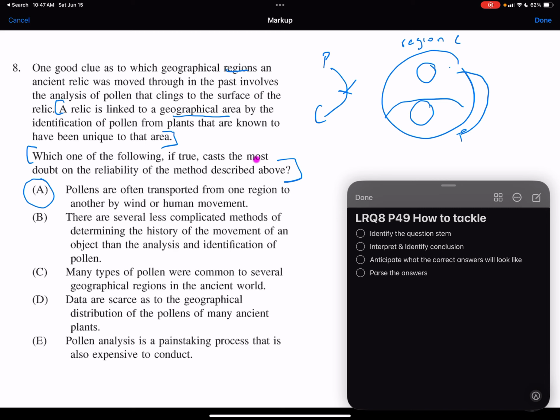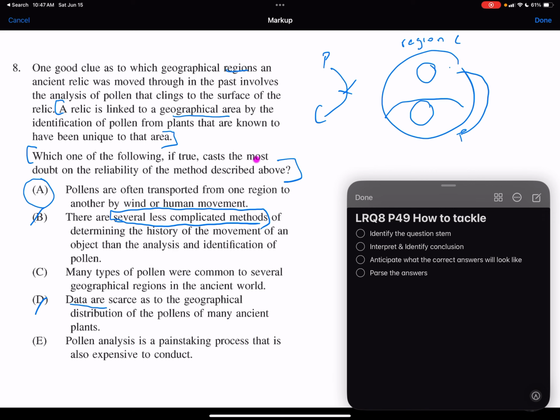Now let's go through the rest. There are several less complicated methods of determining the history of the movement of an object than the analysis and identification of pollen. So what you want to do is stick to the stimulus. We don't talk about several less complicated methods. So this, off the bat, is really difficult to prove. We only talk about the analysis of pollen that clings to the surface of a relic. Now, these are red flag indicators. It's really hard to prove what several less complicated methods there are. So you can eliminate B, and for the same reason, you can eliminate D.